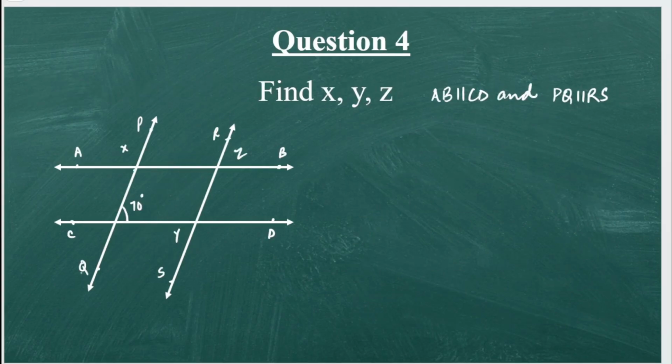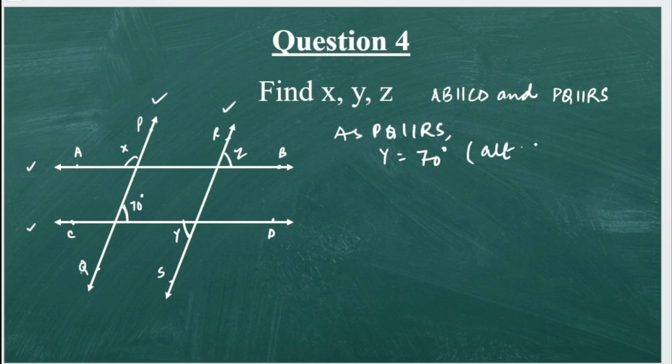In this given question, AB and CD are two parallel lines, and similarly PQ and RS are two parallel lines. We need to find the value of angle X, angle Z, and angle Y, given that this particular angle is equal to 70 degrees. Now we know that PQ is parallel to RS. So of course this 70 degrees and Y are alternate interior angles. So we can write, as PQ is parallel to RS, Y is equal to 70 degrees because they form a pair of alternate interior angles.